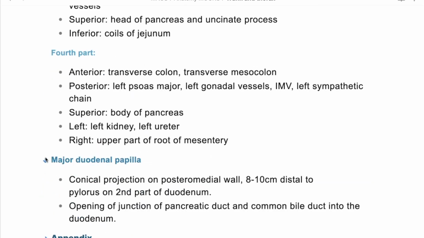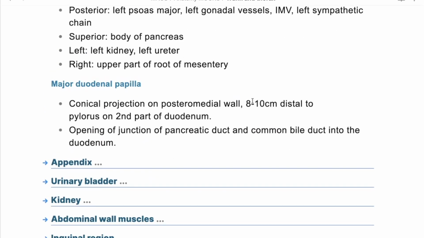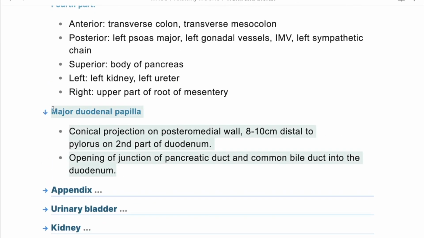We talked about the major duodenal papilla before, and we know that it's conical in shape and 8 to 10 centimeters distal to the pylorus. We talked about this, and it opens at the junction of the pancreatic duct and the common bile duct, which is basically the sphincter of Oddi. So we talked about this like 2 times so far. All right. So thank you very much.